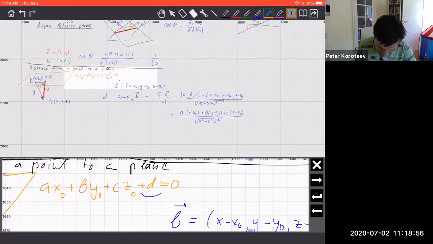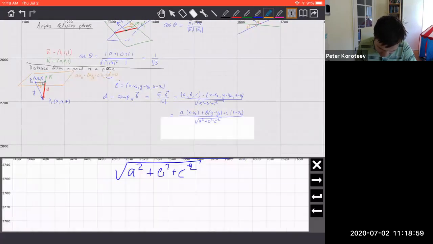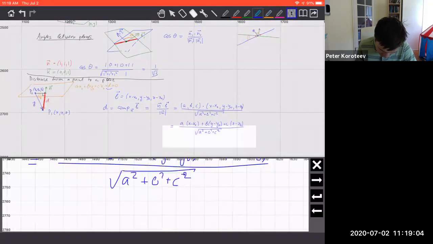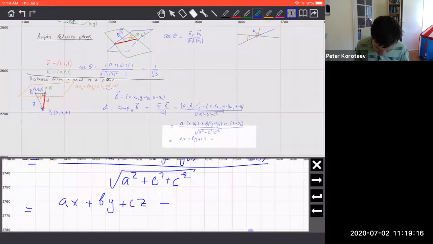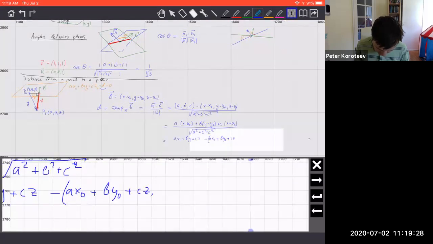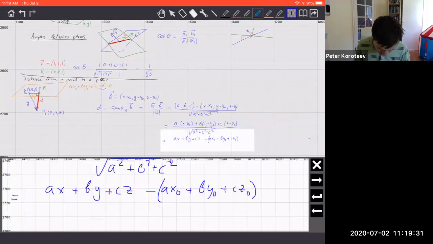So if we simplify the numerator in this formula as follows, we can actually include the d into the formula. I'm just going to open up the parentheses and move everything to the left. So it's ax plus by plus cz, then minus (ax0 plus by0 plus cz0). Okay, and divided by this root.